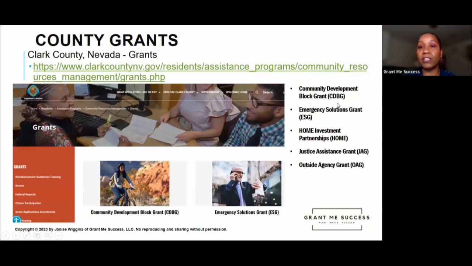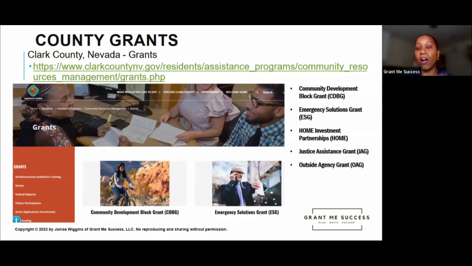There is the Community Development Block Grant, an Emergency Solutions Grant, which I think helps to fund emergency shelter and food as well. There's a Home Investment Partnership. I think that's a grant related to building affordable housing. There's a Justice Assistance Grant, or JAG. That is another type of diversion program or a program to service youth and or their families that are engaged in the juvenile justice system. And then the outside agency grant is a grant that goes to fund various other health and human service related programs or community engagement programs here in Clark County.